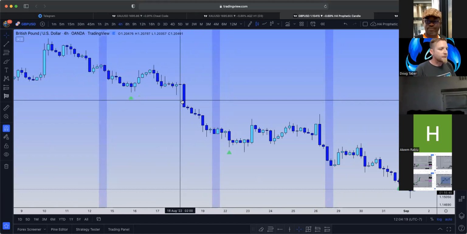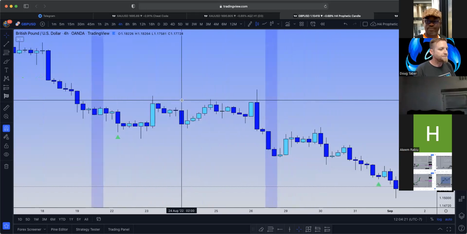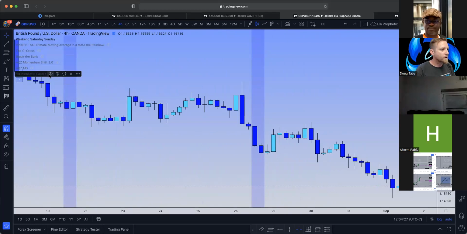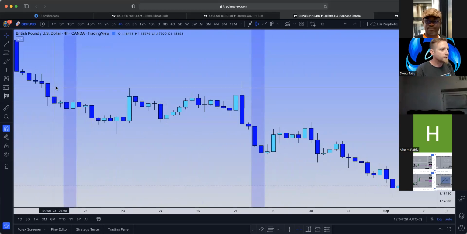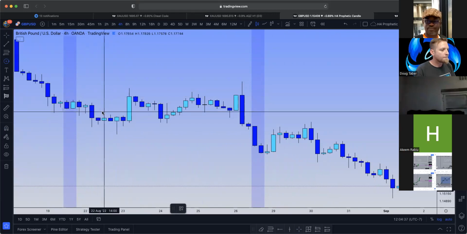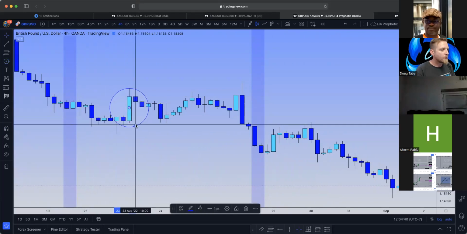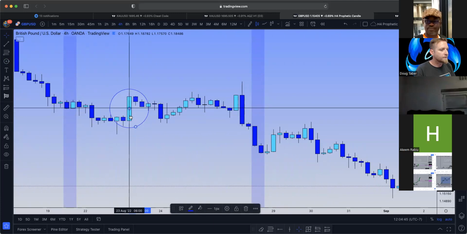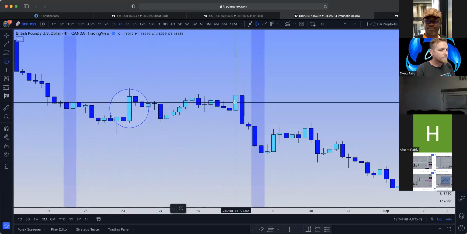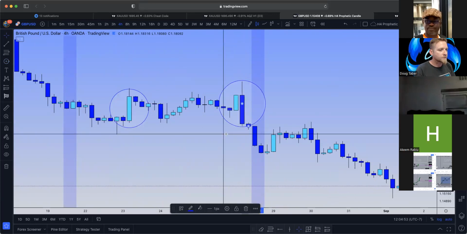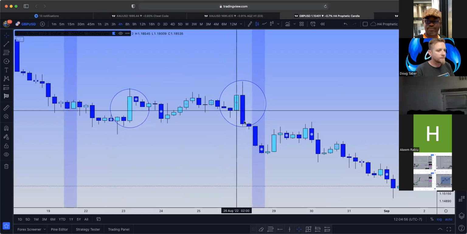So first off, in trading AQZ, there are a few candlestick patterns that I look for that qualify for an AQZ setup. So the first one being a bullish engulfing. Okay, that's one setup right here. Next qualifying AQZ candlestick formation is a bearish engulfing.